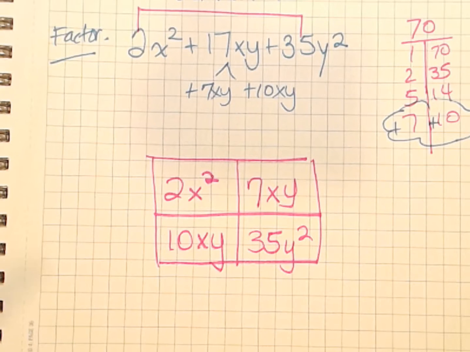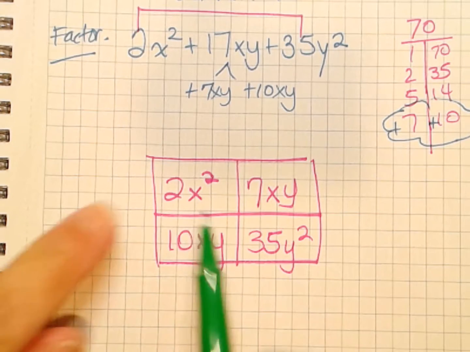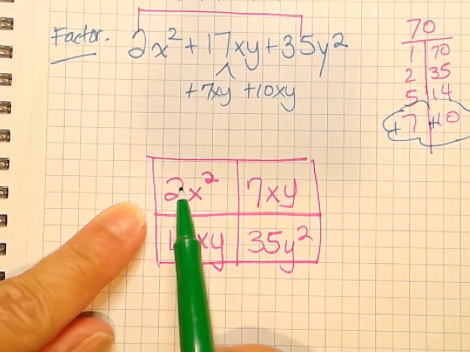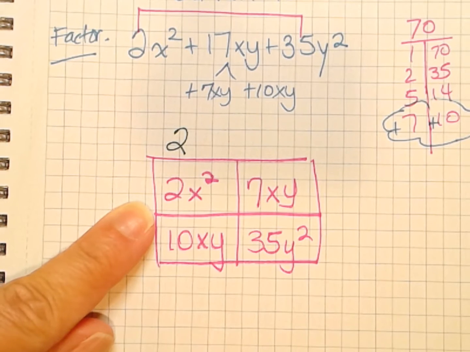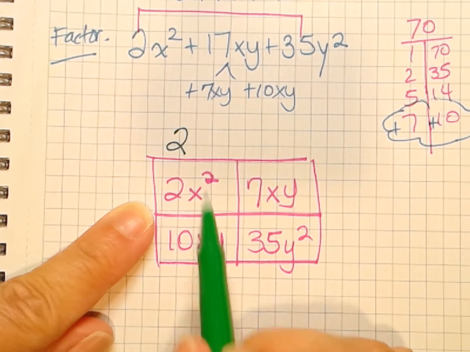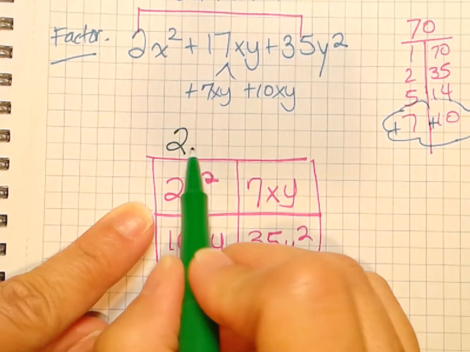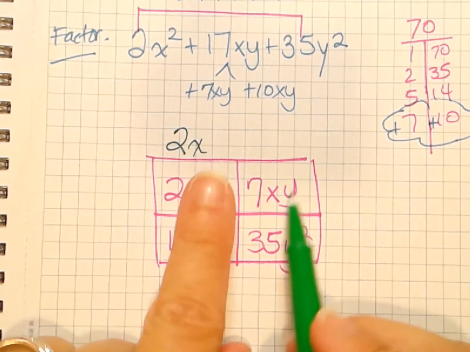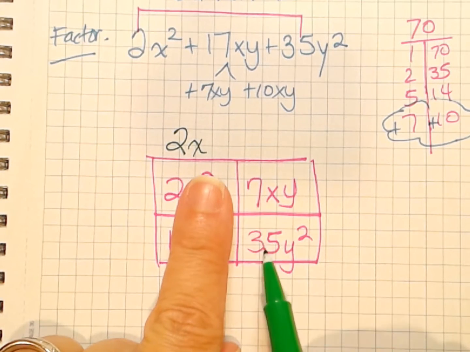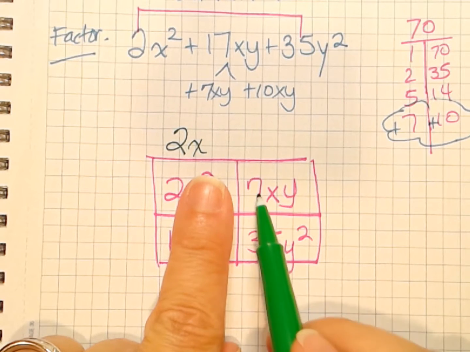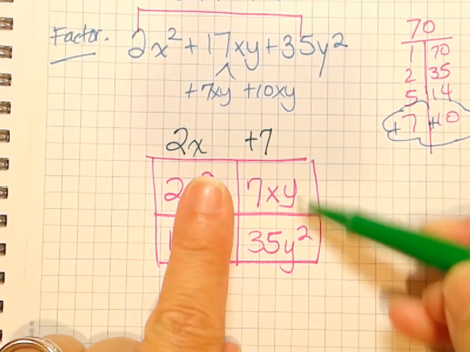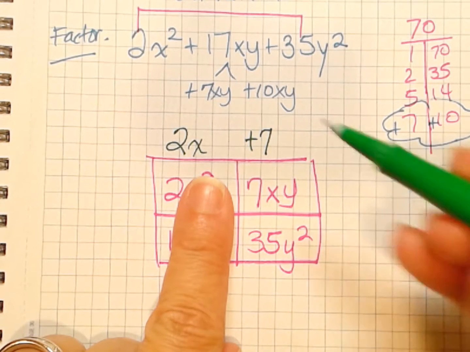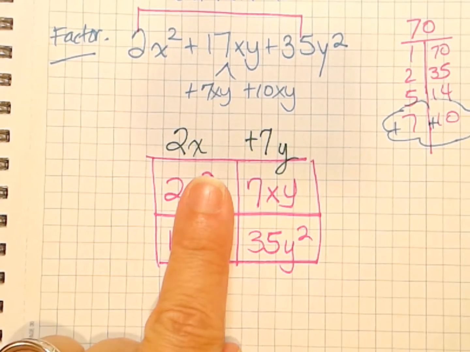So now I find the common factor between my columns and my rows. Right here, in this column, these numbers are both divisible by 2, so that's my common factor. And these have an x in common, so I need a 2x. And then in this column, these numbers are both divisible by 7. 7 goes into 7, and it also goes into 35. And then for my variables, they have a common y, so I'll factor a y out.